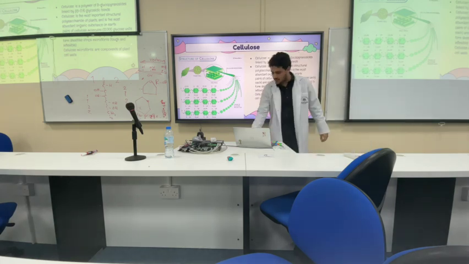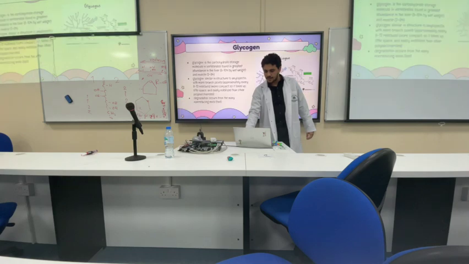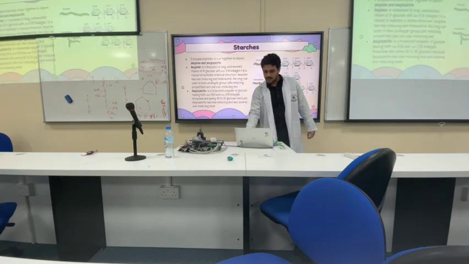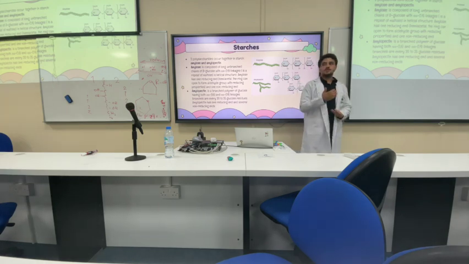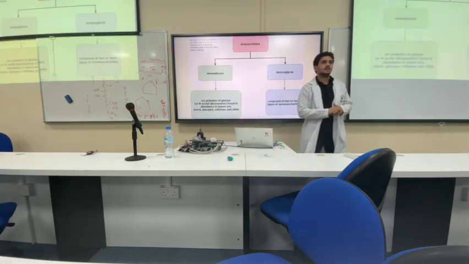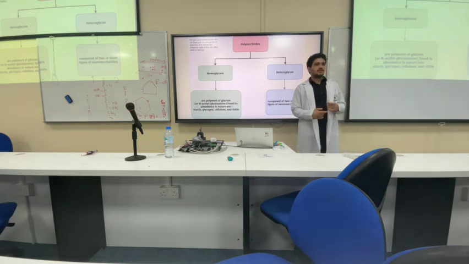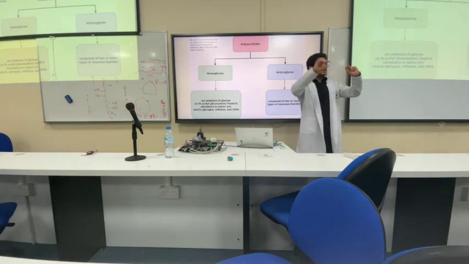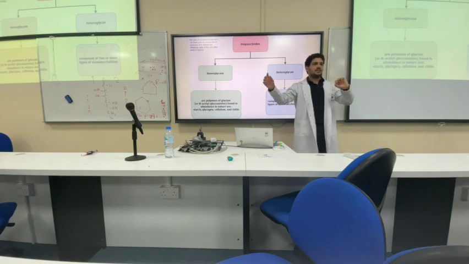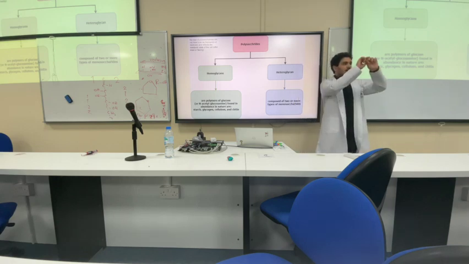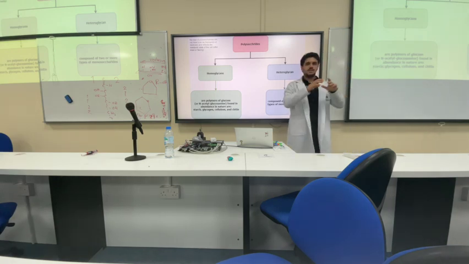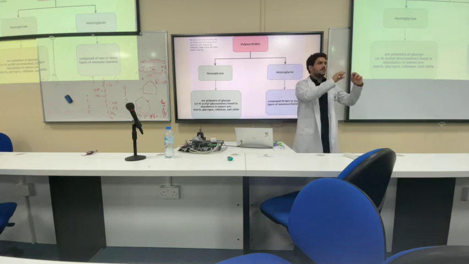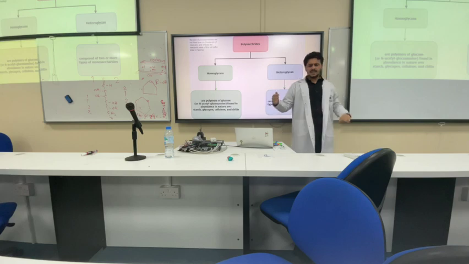Now, I think we finished with the three main types of polysaccharides. So let's repeat. We have starches. What are starches made of? The strands of starches are glucose, and they make alpha-1,4 bonds through the amylose. And then what do we have with the amylose? Amylopectin, yes. So the amylose is a 1,4 glycosidic bond of glucose. Then we have amylopectin. It's 1,4 and 1,6.